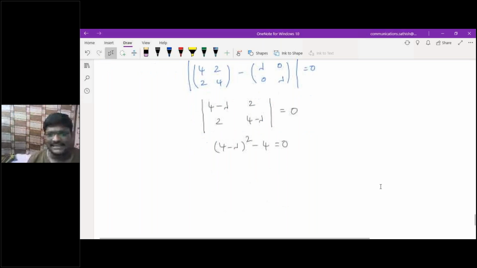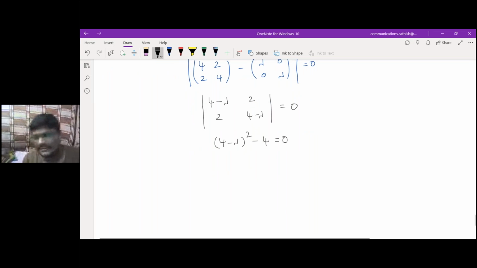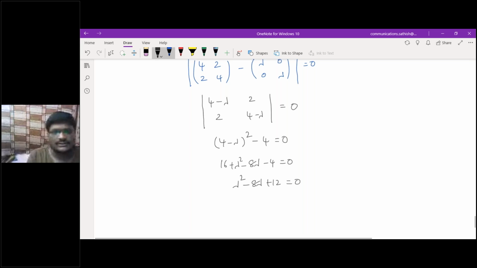It's a simple mathematical calculation, which you have done in your academics. Again (a minus b) whole square is a square plus b square minus 2ab, which gives 16 minus 8 lambda plus lambda square minus 4. So lambda square minus 8 lambda plus 12 equal to 0. This is the characteristic equation.